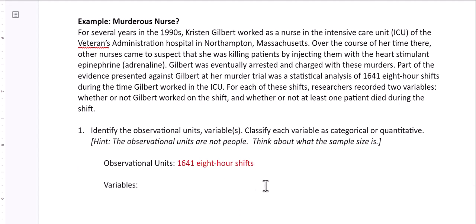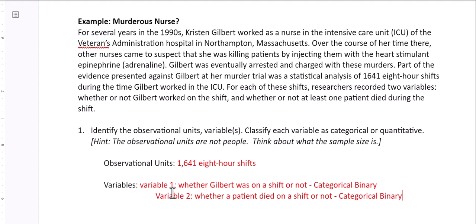Now, what are the variables? Once we're looking at the 1,641 8-hour shifts, what are we recording from that? There are two variables. We're looking at whether Gilbert worked on the shift, and also whether or not at least one patient died during that shift. So those are our two variables.